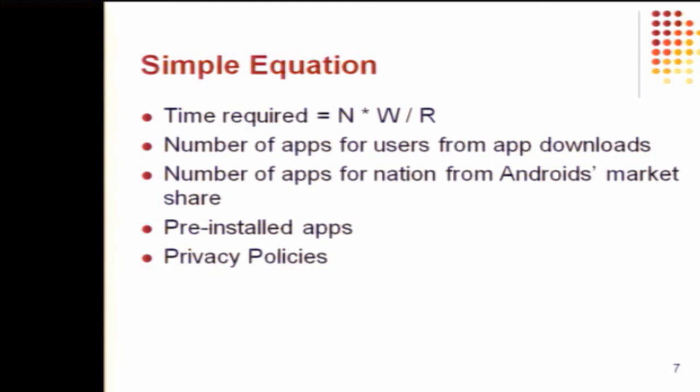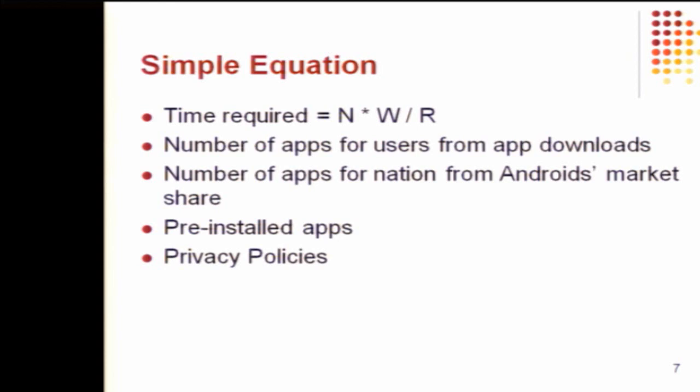The equation: time required was obtained by the number of applications times the word count for one application, divided by the average reading rate. For the reading rate, we use the national reading rate of 180 words per minute, or 3 words per second, which is the same for reading text on screens and for smartphones. So we extended the same for calculating the time. For the number of applications for users from app downloads, we again use research reports from firms like App Annie and Research to Guidance, and from there we got app downloads.